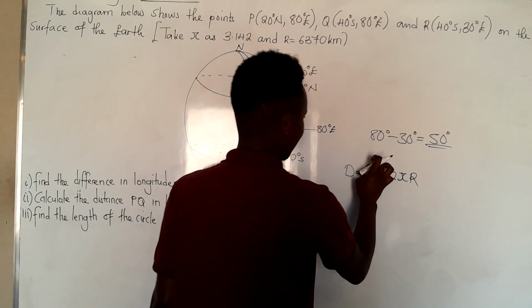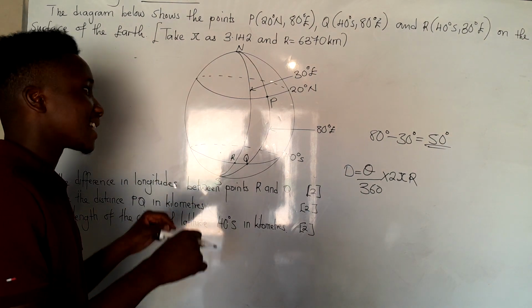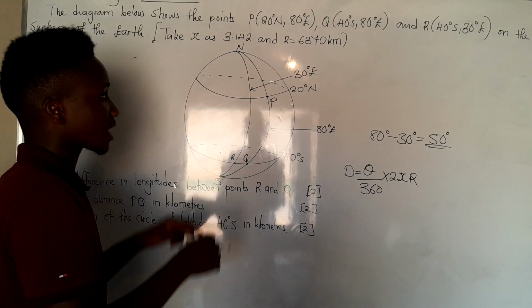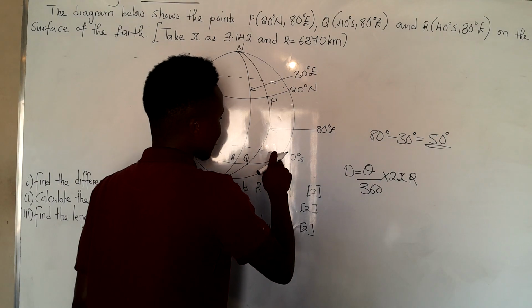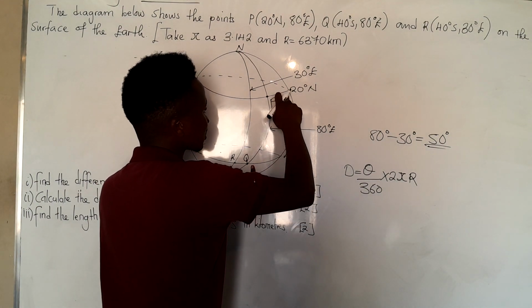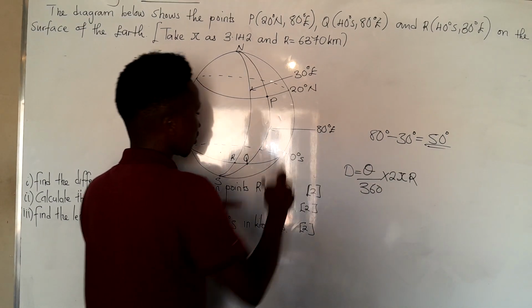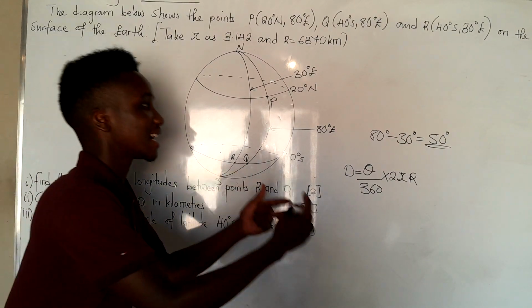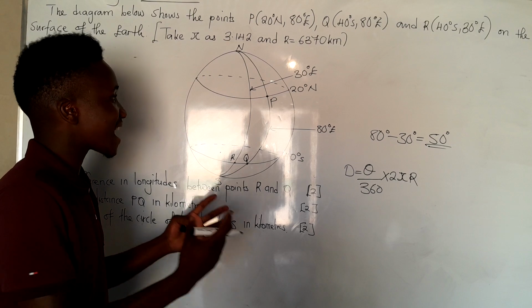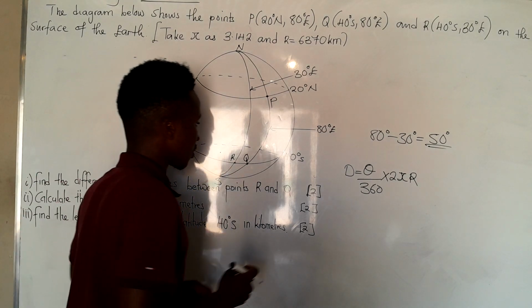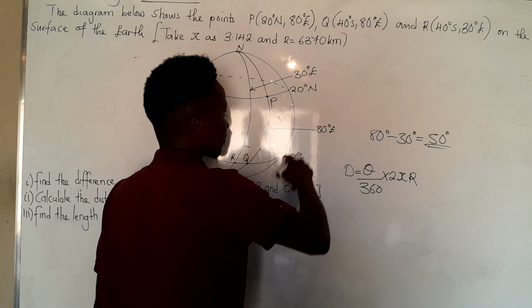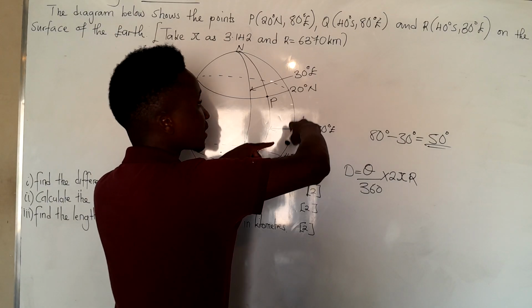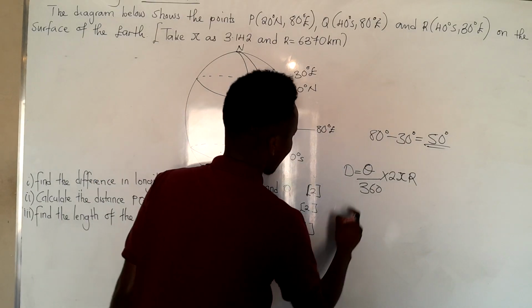So how do we get theta? If the two points are lying on the same longitude, to get your theta you need to check on which latitude point Q is and on which latitude point P is. Theta here is found by finding the difference in latitude. So how do we do it? You see, this is south, this is north. These are two different hemispheres, so we are going to add to find theta.